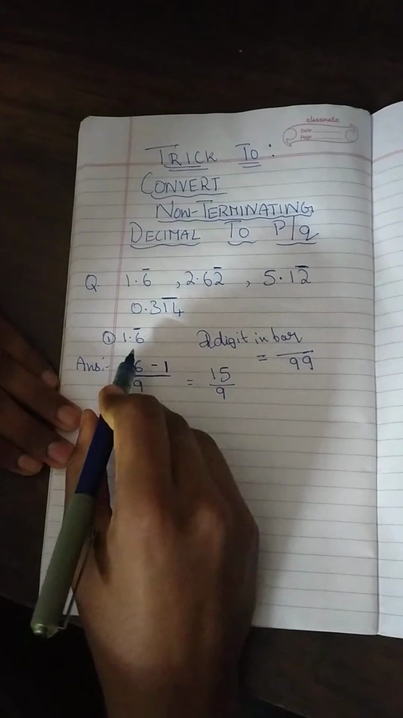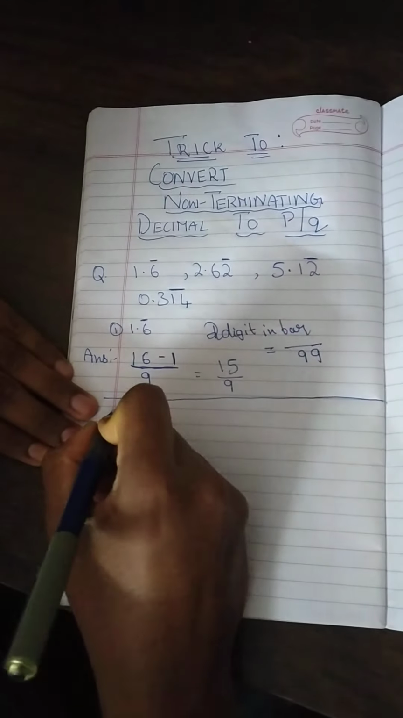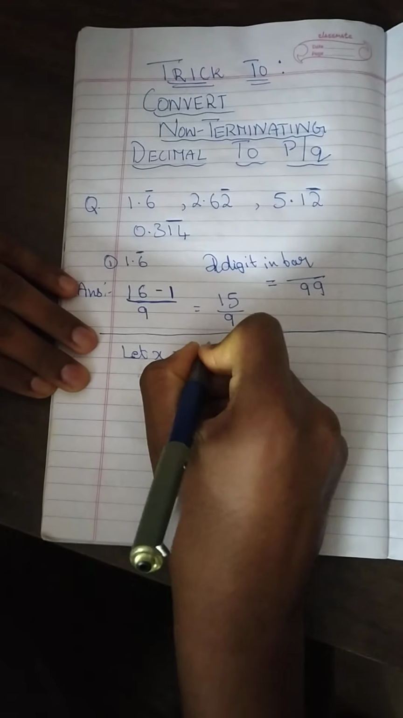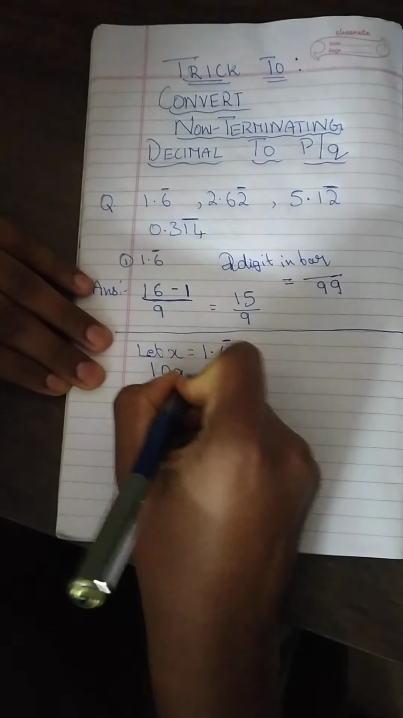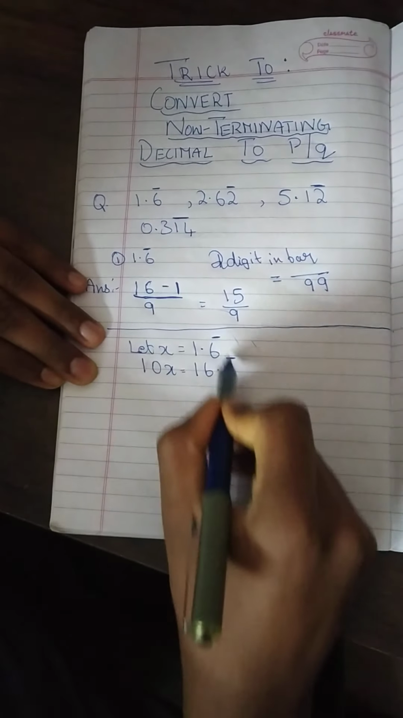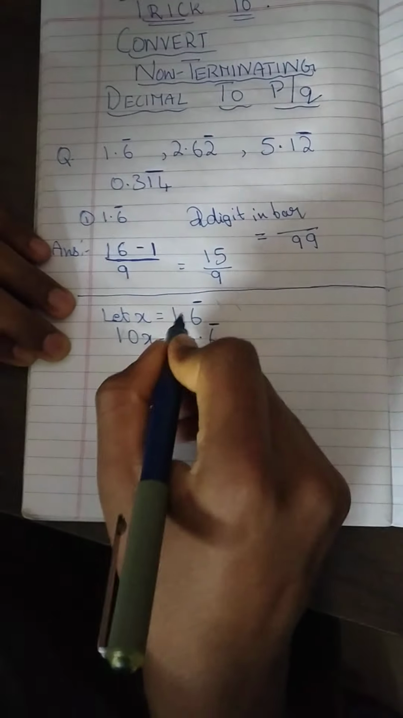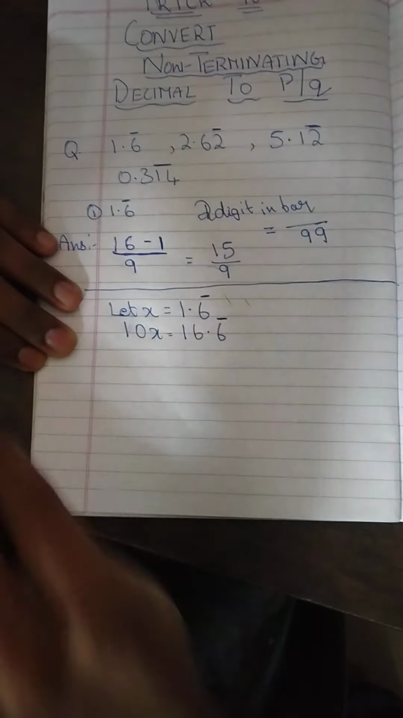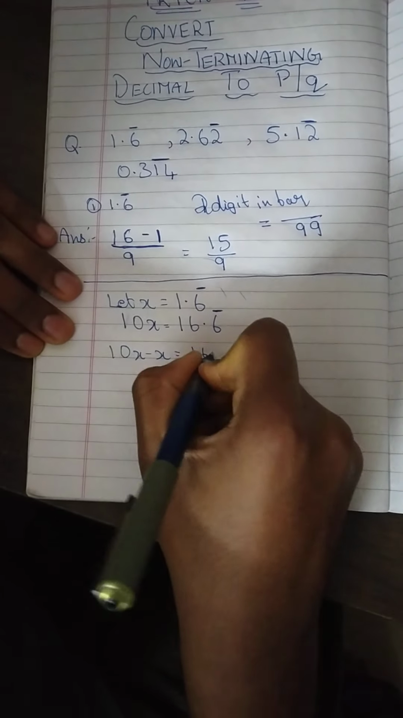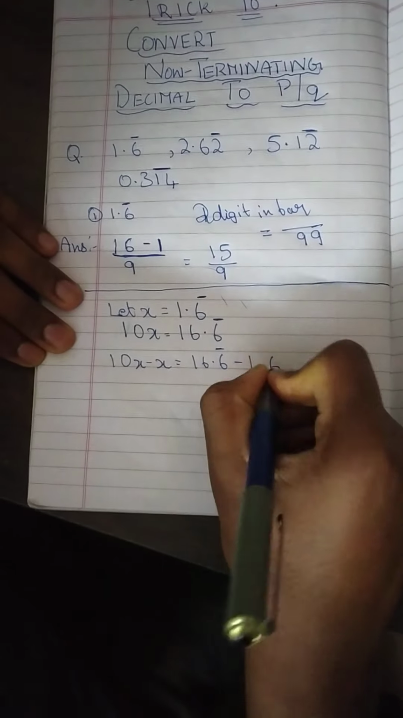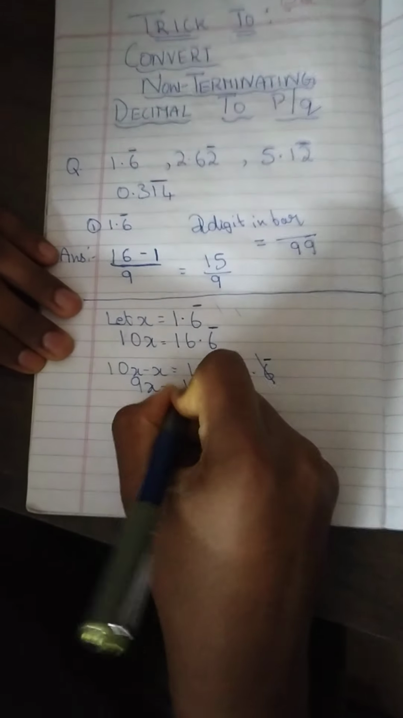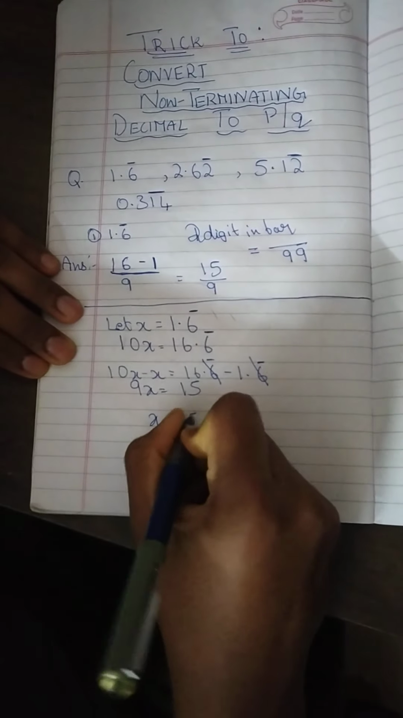Now let's cross check. So we'll do the long method. First we assume that x is 1.6 bar. Let 10x be 16.6 bar. Why are we doing this? To get the same constant bars, which is 0.6 bar, 0.6 bar. So when we subtract, we can remove those. So 10x minus x is equal to 16.6 bar minus 1.6 bar. So you can cancel these bars. 15. So 9x is equal to 15 and x is equal to 15 by 9.